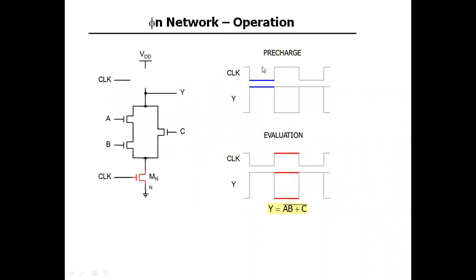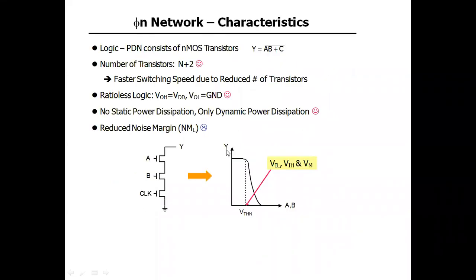So this is the pre-charge. When the clock is low, Y is high, right? And for evaluation, when the clock is high, Y can be either high or low, depending upon the pull down network condition. So that is the PDN operation. Similarly, what are the characteristics of the PDN? The logic of the pull down network consists of NMOS transistors, that is Y is equal to AB plus C bar, and the number of transistors required is N plus 2.